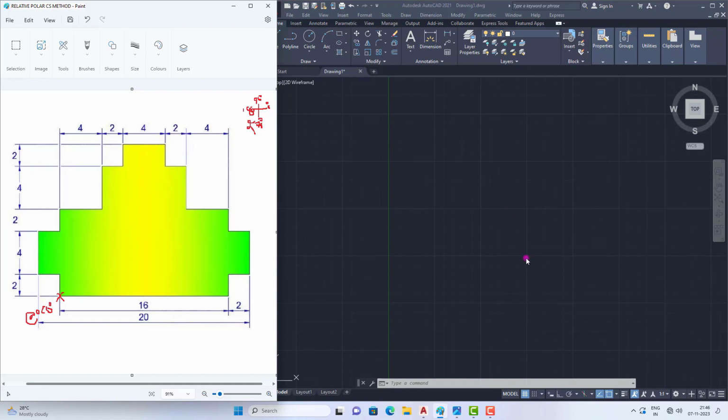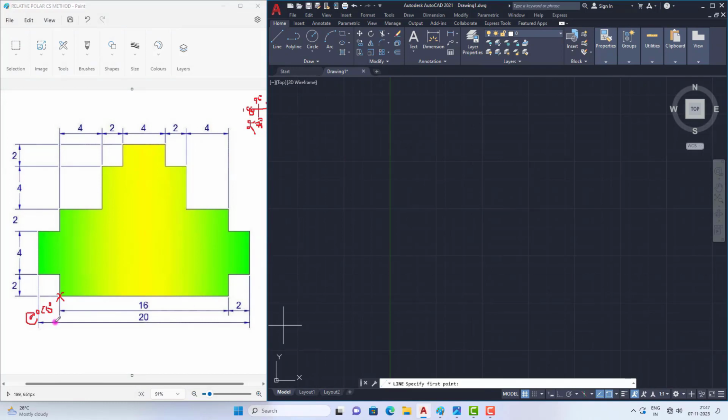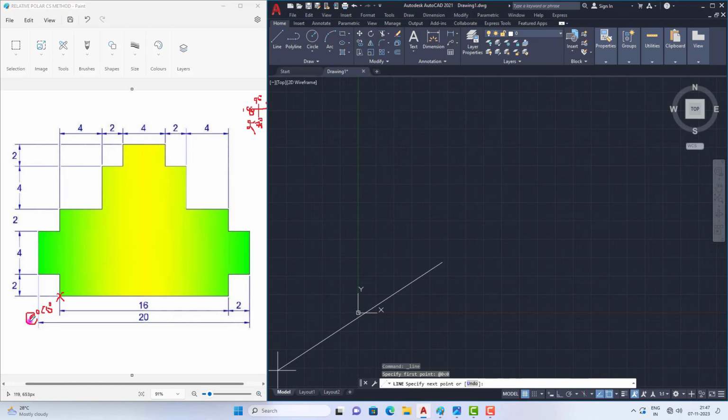I need to start with the line command. I am giving the first point as @0<0 and press enter. So the point is starting here and now we need to go here. What is the value? The distance is 16. So @16<0 degree angle. This is in 0 degree, right? So at the rate and distance I need to move @16<0 and press enter.